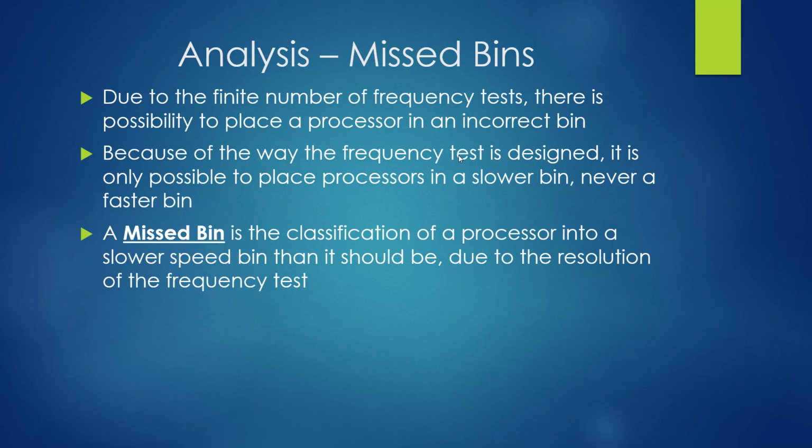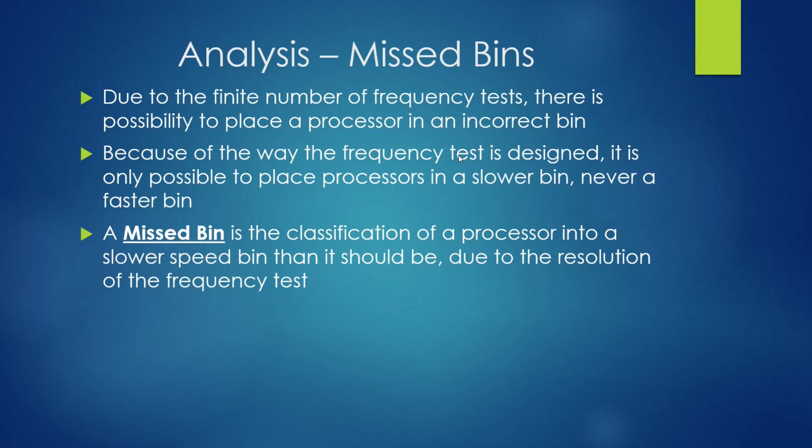So an important term that I'll be using to describe the performance of these bins is missed bins. What can happen is, due to the finite number of frequency tests that are run on each core of the processor to identify the maximum operating frequency, it's possible that the frequency that is selected is not true or not close enough to the exact operating frequency of a core. And because of the way this frequency test is designed, the frequency that is found to be the maximum will always be less than or equal to the true exact maximum.